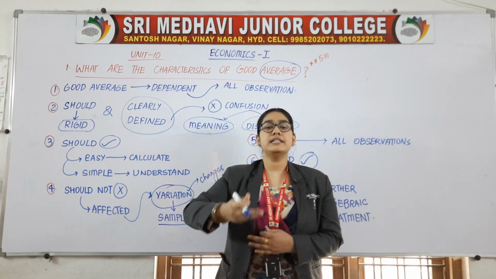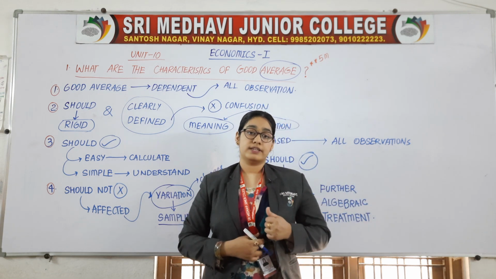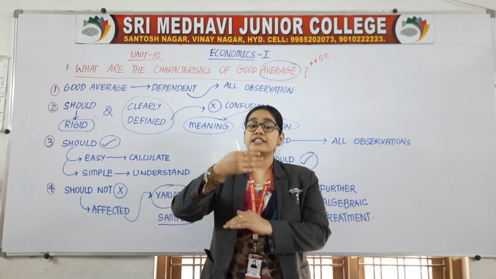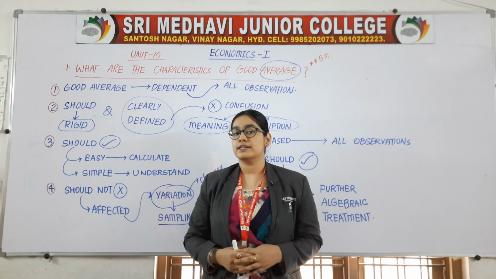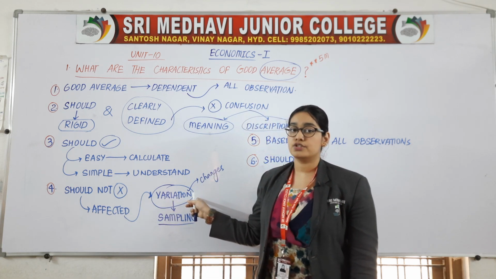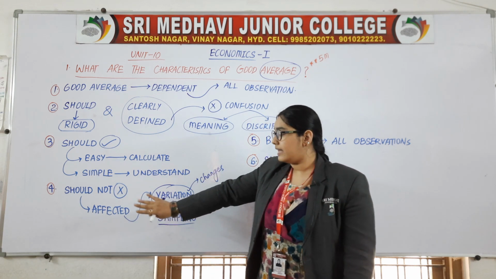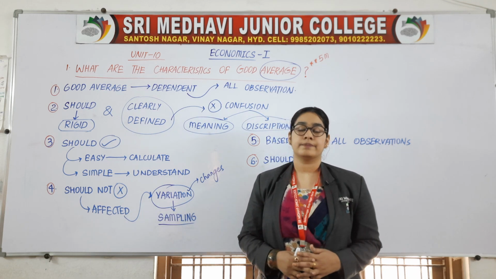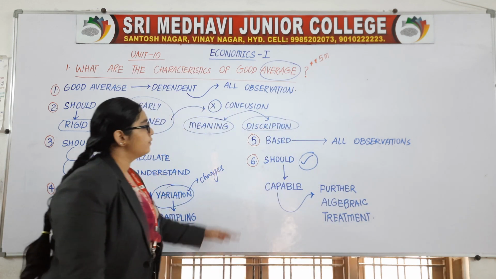It means whatever samples you have been given. For example, I have given you 60 girls and 40 boys, right? This is one of the samples which I gave. If I change this 60 girls and 40 boys to 70 girls and 30 boys, then that is a change, right? Change means what? Variation. So a good average is saying that it should not be affected by any variations, any changes in the sampling. Clear? How many points are done? Four points. Let us see the fifth one.